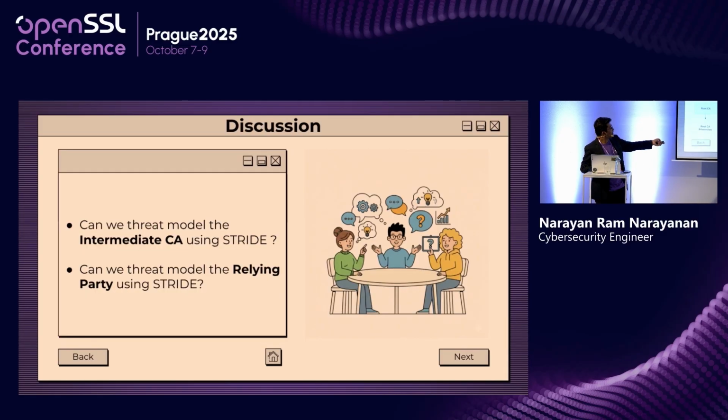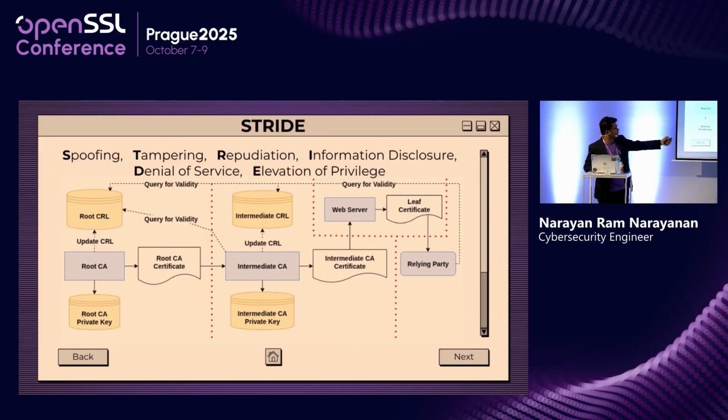Let's go back one slide. So we just spoke about intermediate CA STRIDE, right? Can we come up with something for a relying party? So the relying party is the end entity, but any browser is a relying party. So an attacker can have the same browser, they can go to the same website. So what are the possible threats that can happen here?